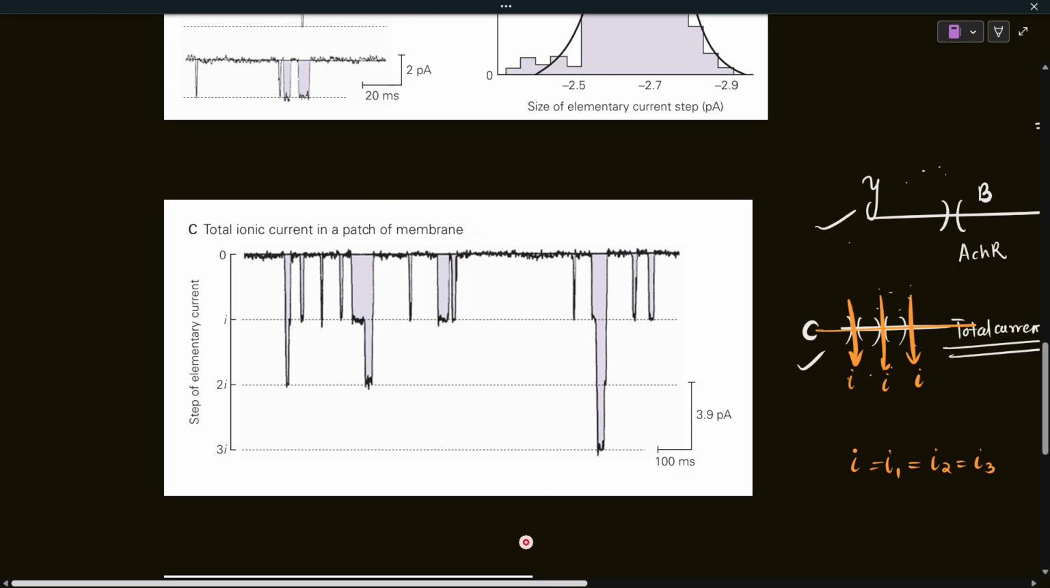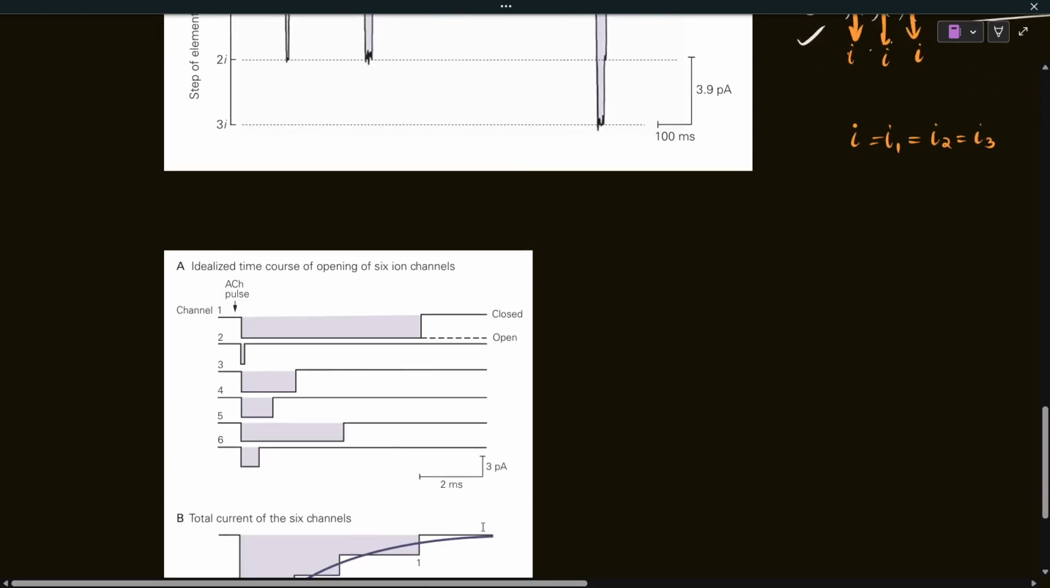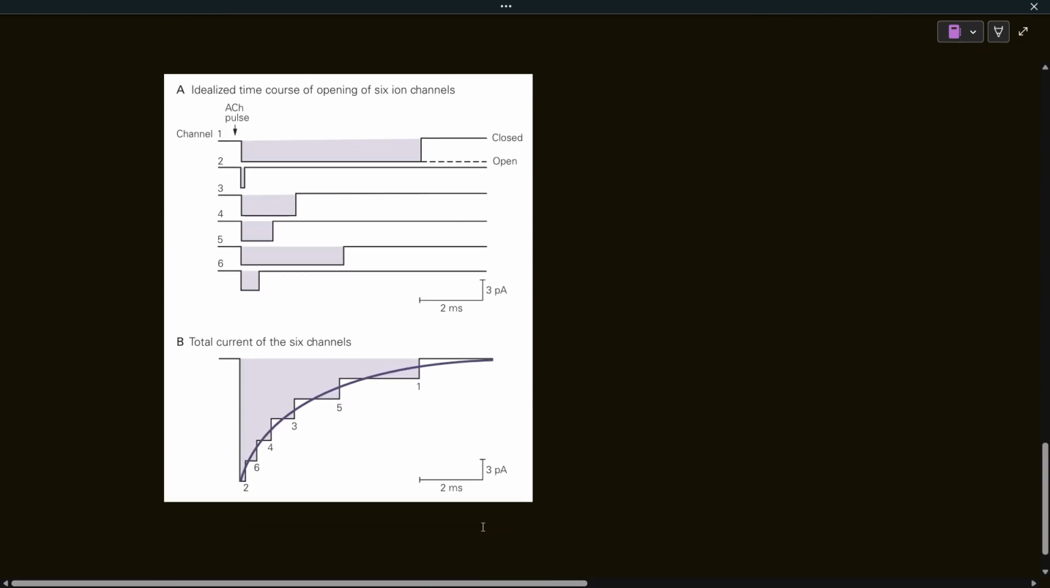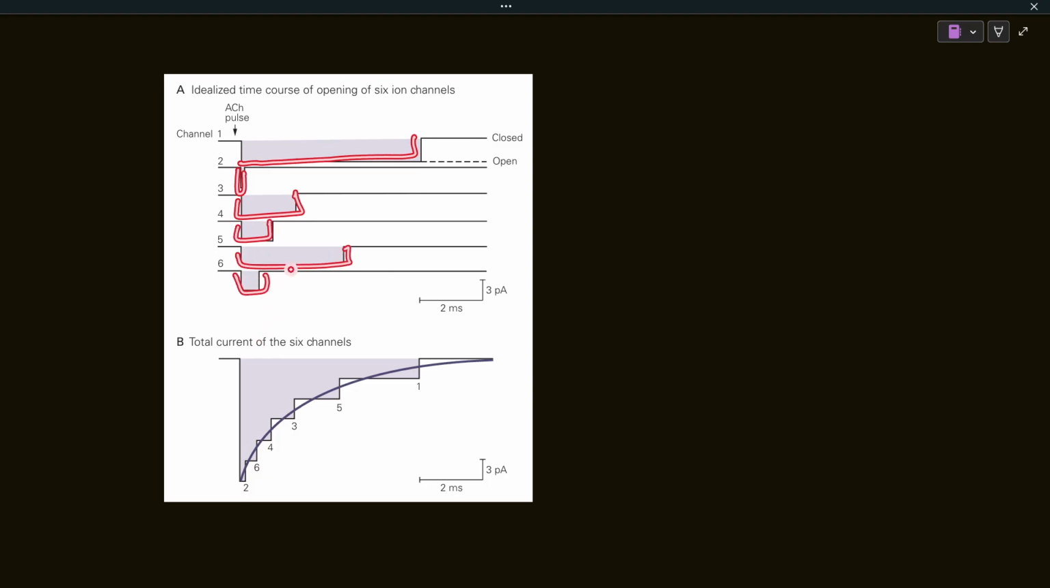Okay, so this was seen by those scientists. Well, this is another recording which tells you about the smooth decay of the current. Whenever an acetylcholine pulse is given, it can open the ion channel for different durations. Here you can see it is open for different durations. But whatever current is being generated, the value of the current is the same. This is how the rectangular ion currents are generated by the channels.